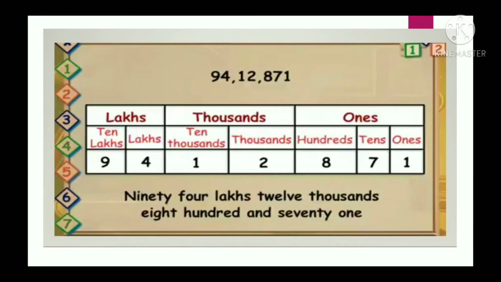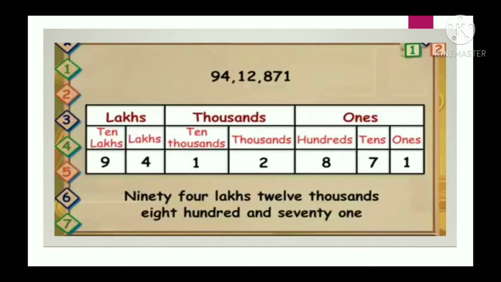As you can see in this picture, 1 is written under the ones column, 7 is written under the tens column, 8 is written under the hundreds column, 2 is written under the thousands column, again 1 is written under the 10,000s column, 4 will be written under the lakhs column, and 9 you will write under the 10 lakhs column.